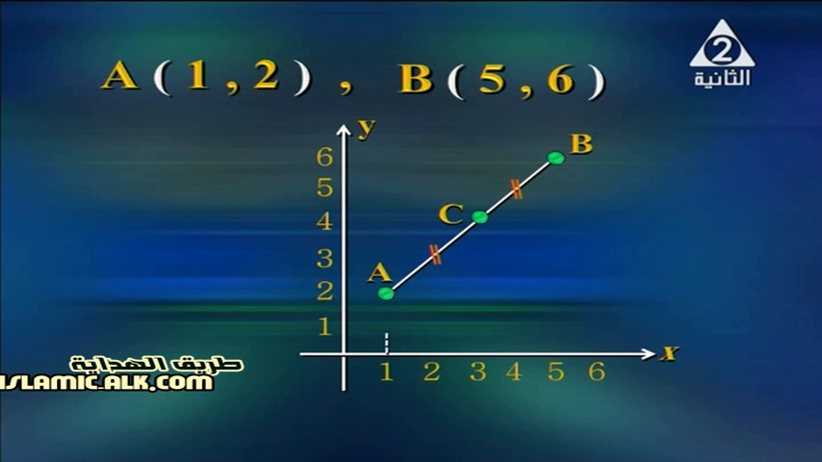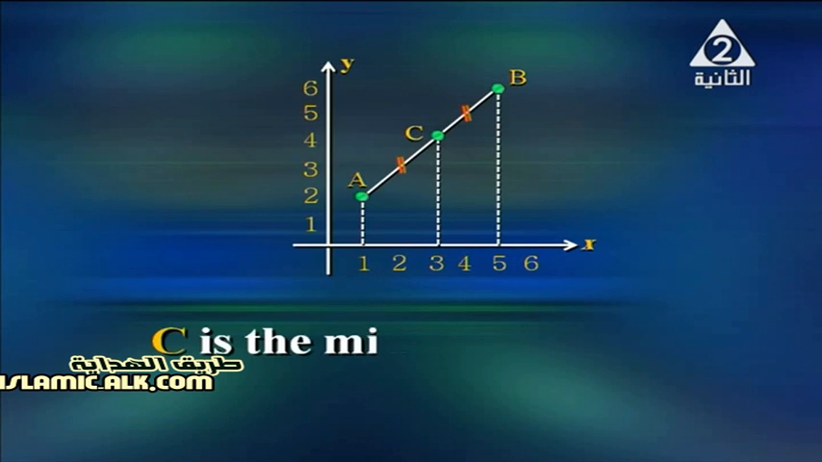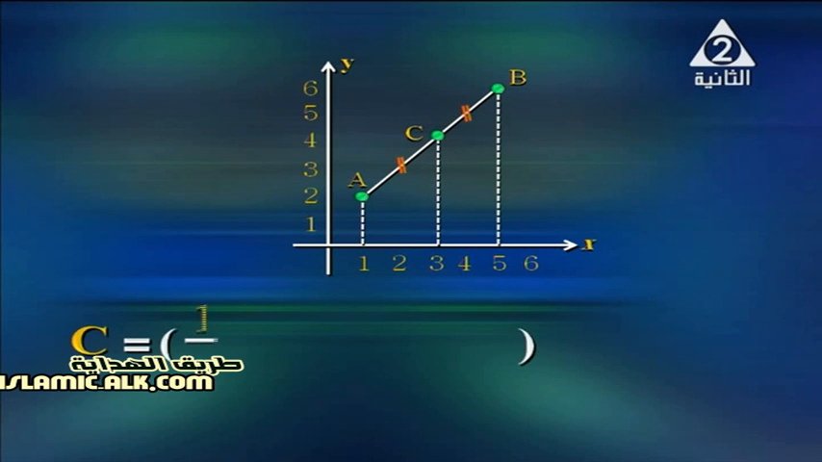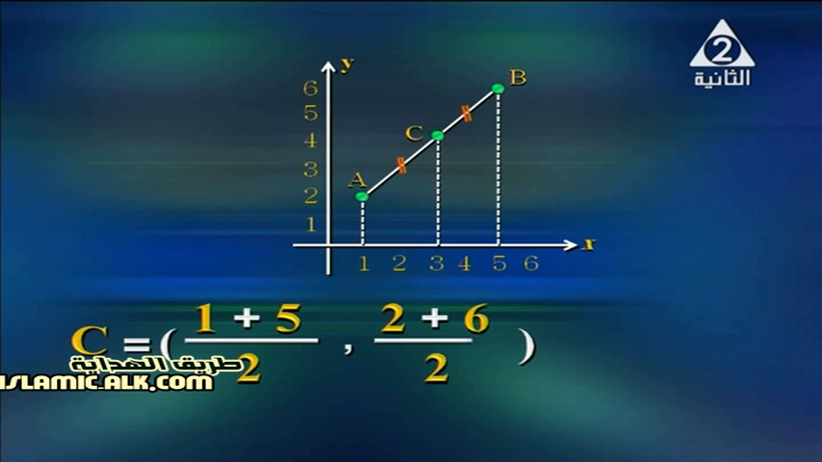Then C is the midpoint of AB. You notice that its coordinates are (3, 4). How? If C is the midpoint of AB, then C equals (1 plus 5 over 2, 2 plus 6 over 2), to obtain a result of (3, 4), which is the midpoint of AB. This will lead us to what? To the rule.